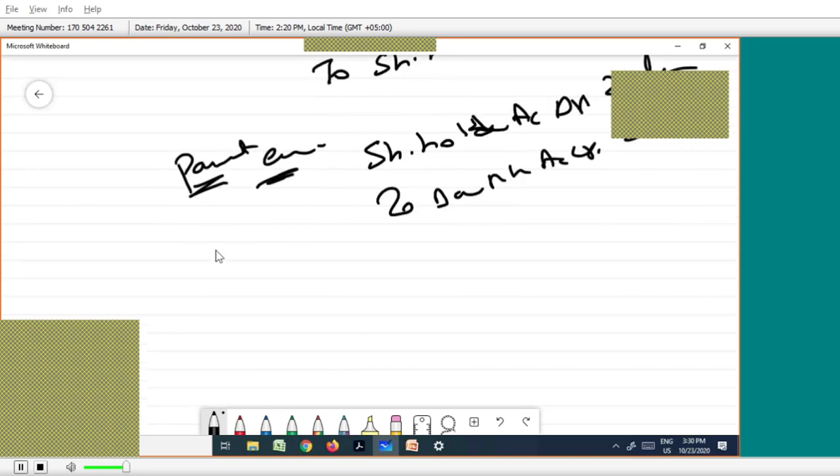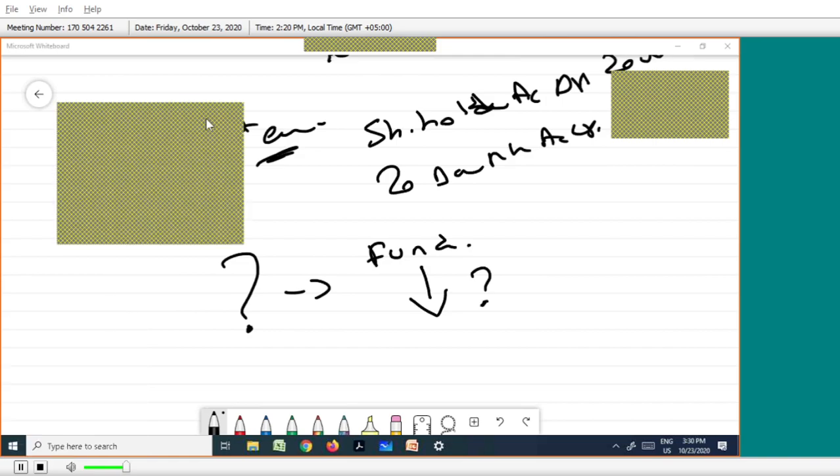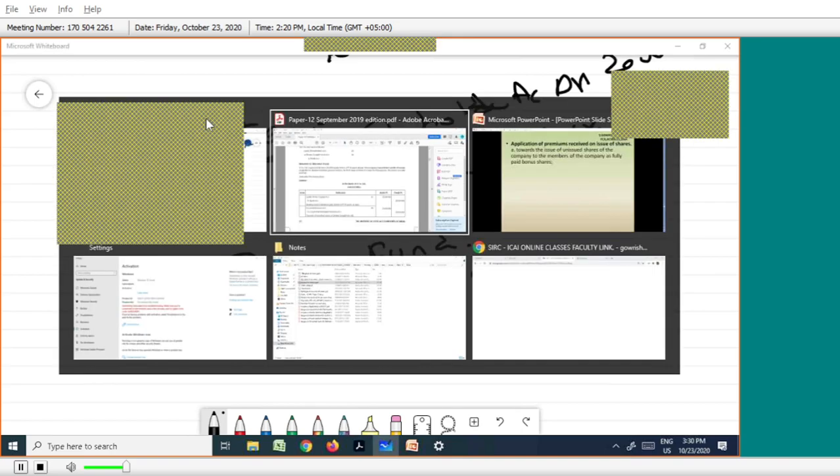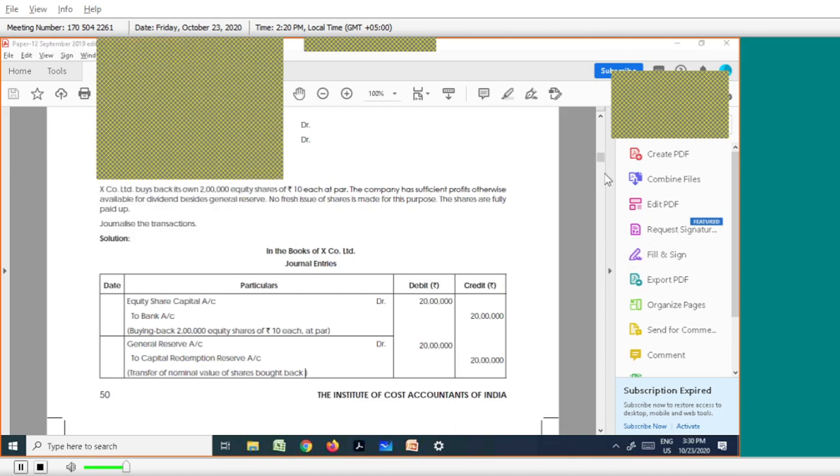Now the main question, which you know, is fund utilization. From where is the fund coming? Which account did I use, as per the question, for the buyback purpose? Just read the question and tell me. Which account did I use for buyback purpose? Resource from Revati. What about others?